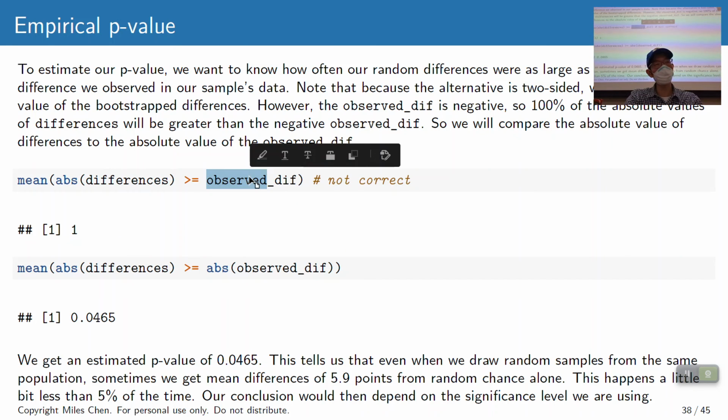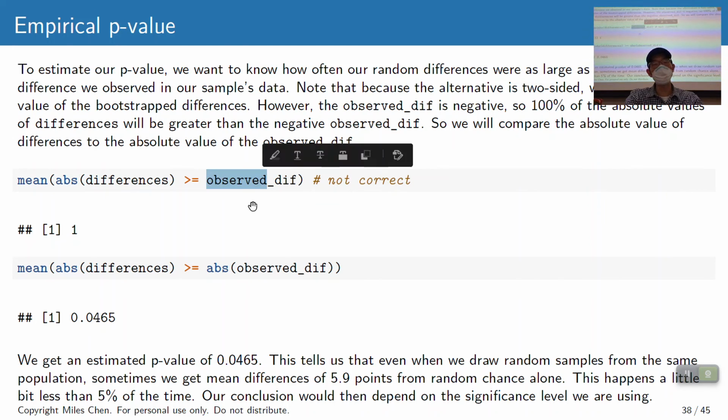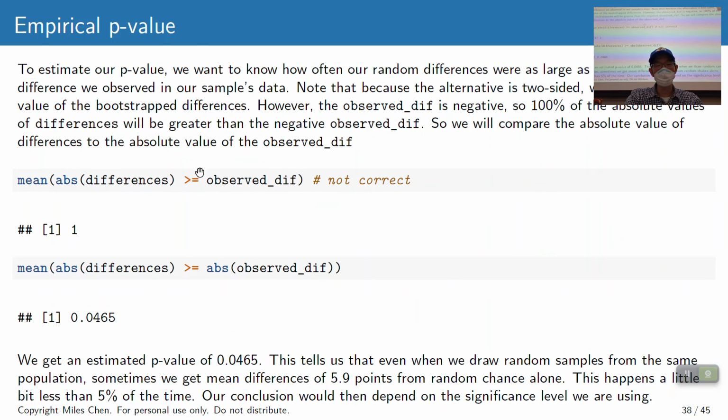In my case, my observed difference was negative. And so if I just took the absolute value of the differences, how often are they greater than this? 100% of them are going to be greater than negative 5.9. Okay, so that's not the right approach.